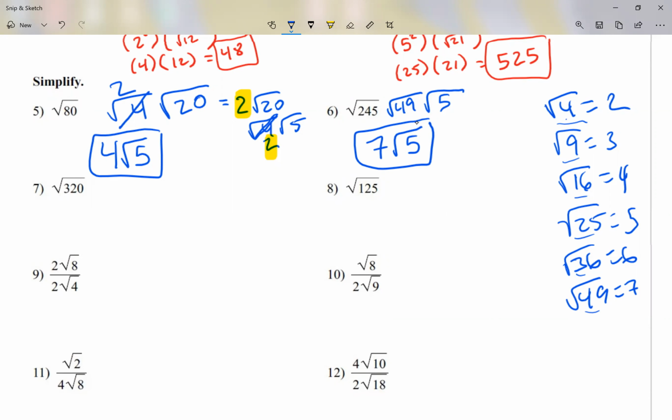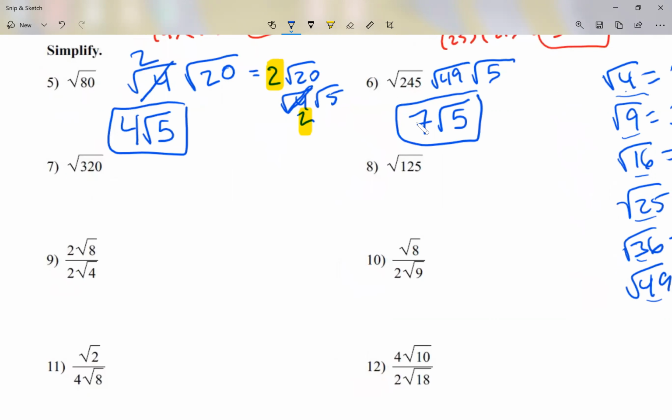Now, looking at question number 7, I'm going to break it down into 2 radicals. I know I can go 4 times 80, but I can also go 16 times 20. Actually, I could go 4 times 80, and it does simplify to 2 radical 80, but I can also go square root of 16 times square root of 20, right? 16 is my perfect square. The bigger, the better. So I know this is going to simplify because the square root of 16 is 4. So this is going to simplify to 4 square root of 20.